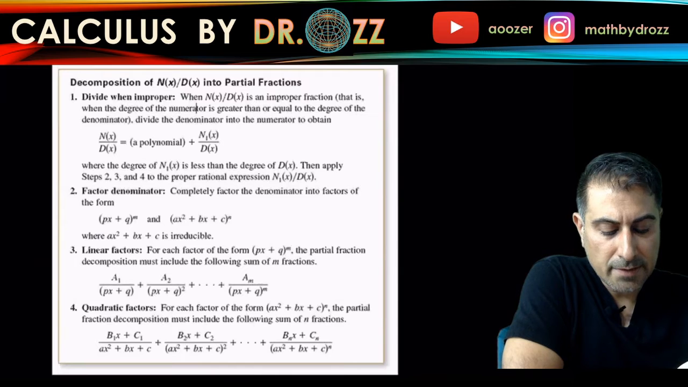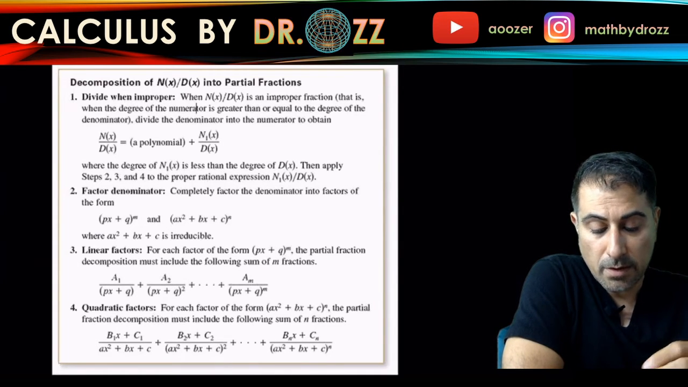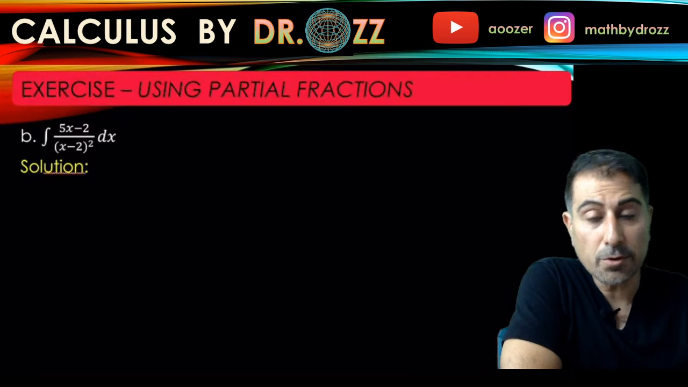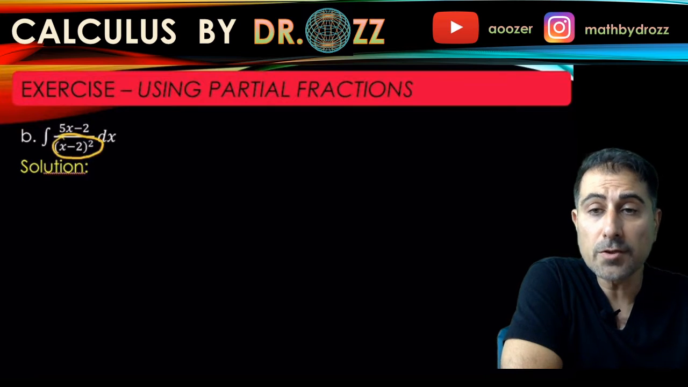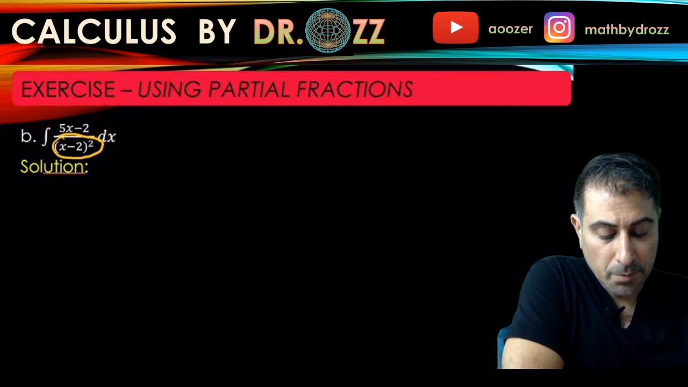And as you see, it's already factored, right? In part B, it's already factored because I have the (x - 2) quantity squared term here. It's already factored, so I don't need to worry about that. So that makes me go to item number 3.